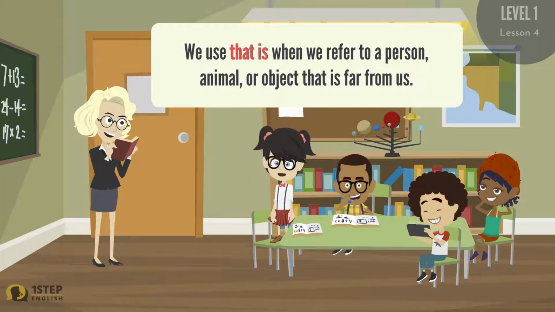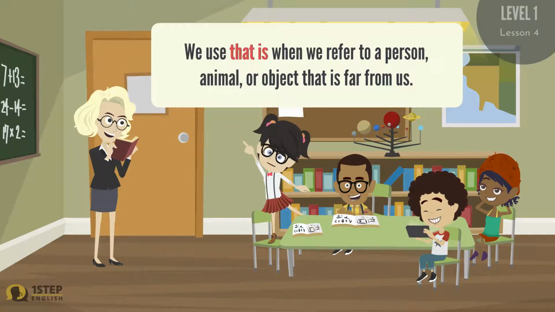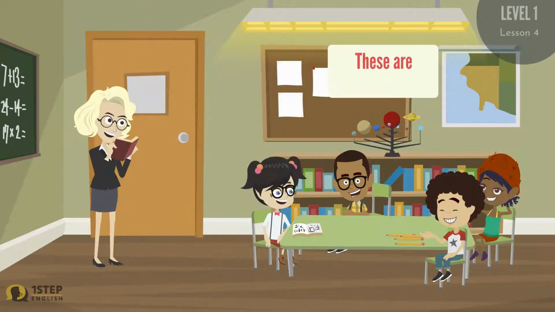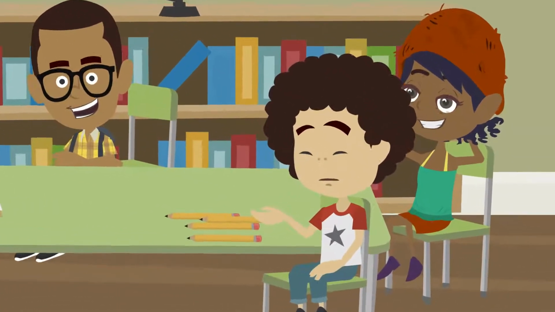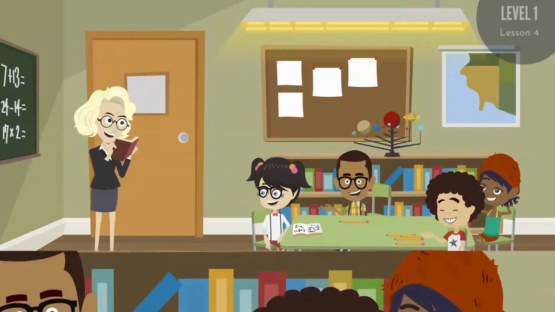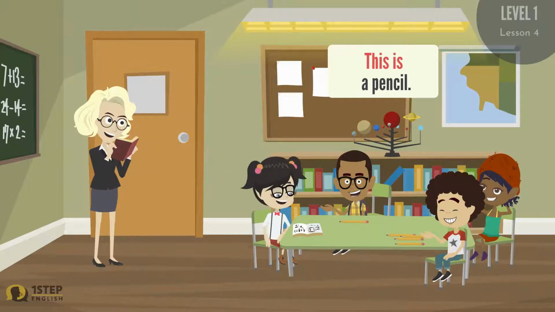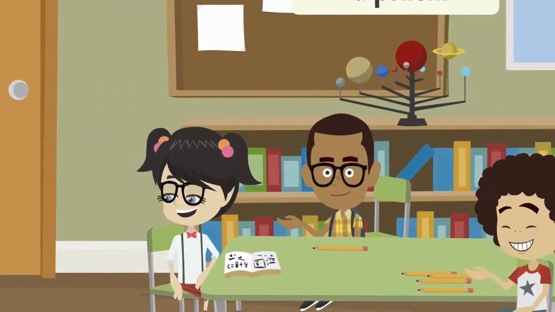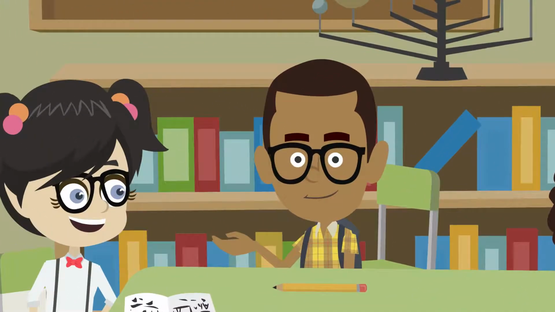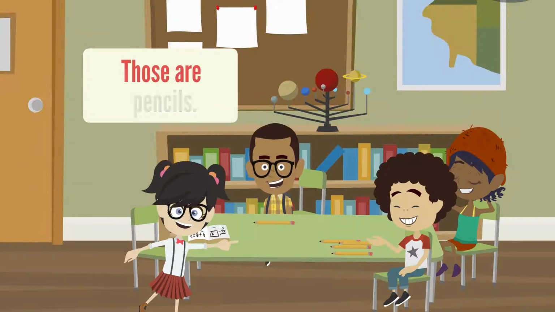We use that is when we refer to a person, animal, or object that is far from us. These are pencils. This is a pencil. Those are pencils.